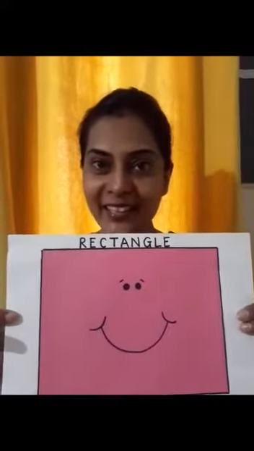We have done shapes. You must be remembering all the four shapes. Can you name the shape? Circle, square, rectangle, and triangle. All the four shapes. Today we will see rectangle and triangle. First we will see rectangle.